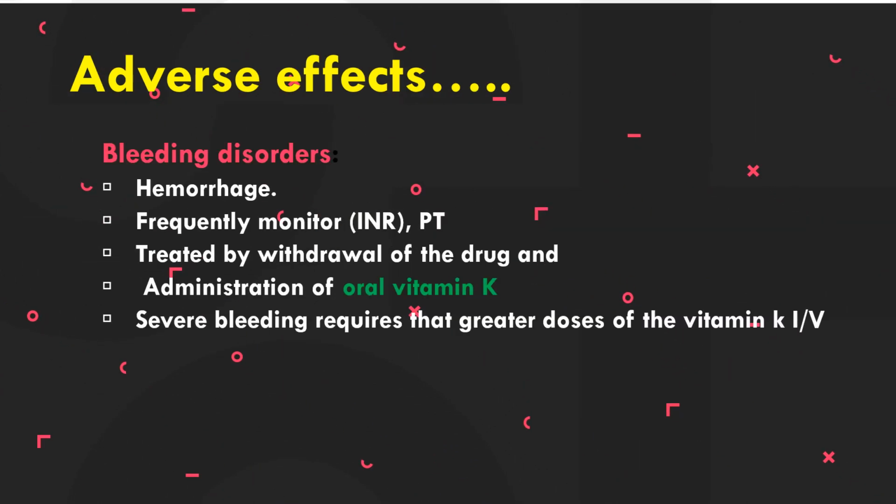So adverse effects of warfarin. Bleeding disorders. The same common adverse effect with heparin and warfarin, a bleeding disorder, they cause hemorrhage. ठीक है, so in this case you have to monitor international normalized ratio which is called INR. I hope you are familiar with this terminology from your previous background, as well as from prothrombin time. Whereas in case of heparin you were monitoring APTT. ठीक है, so another difference, this is treated by withdrawal of the drug. अगर toxicity हो जाए, there is excessive bleeding, then what you can do, you can withdraw the drug and you can administer oral vitamin K. ठीक है, और अगर उससे भी फर्क नहीं पड़ा और severe bleeding है, then you can give intravenous vitamin K.